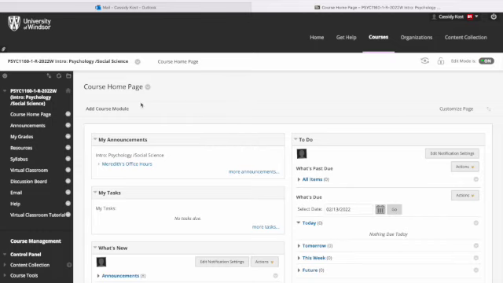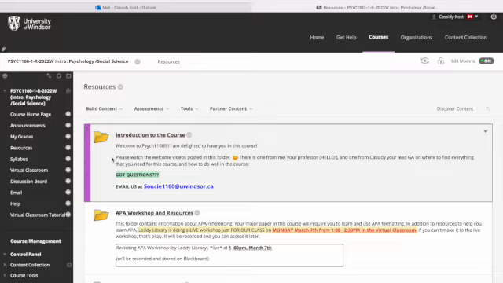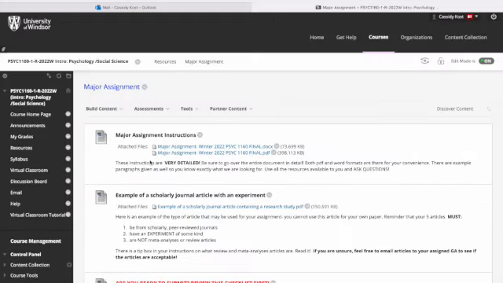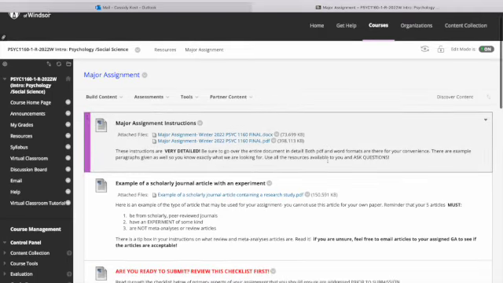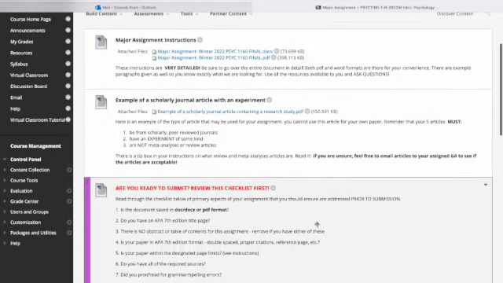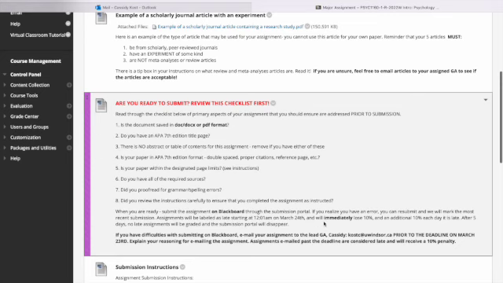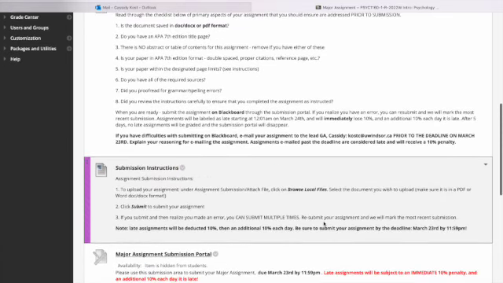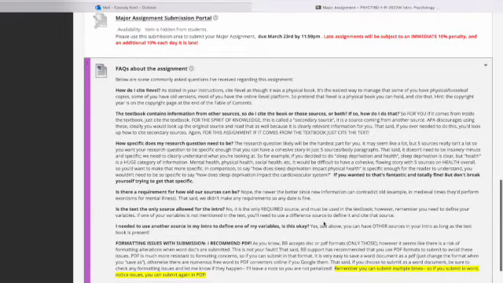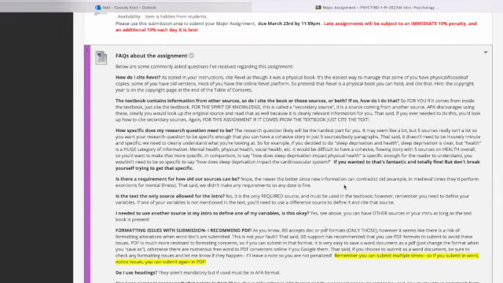So if you go to the major assignment folder, which you'll find under resources here, into this folder, you'll see the assignment instructions at the top here, followed by a few other resources that will help with the assignment, and also some instructions on how to submit the assignment. At the very bottom of this folder is also an FAQ, where I've posted answers to some frequently asked questions about the assignment.